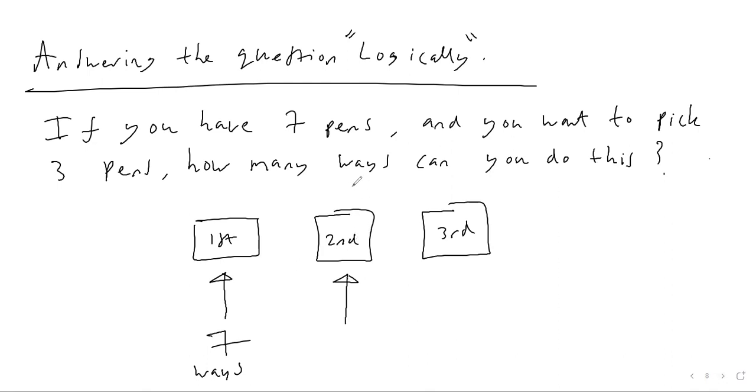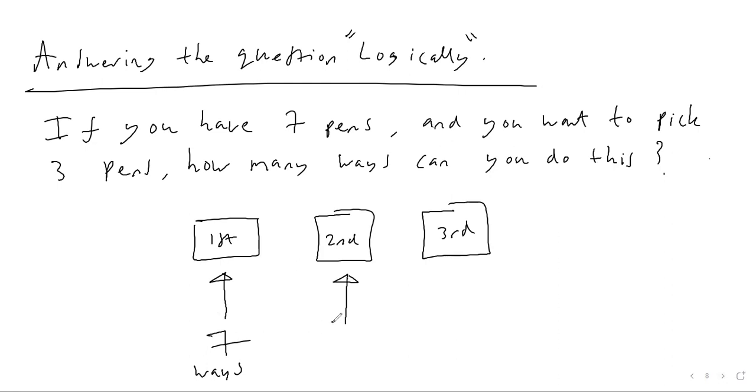So we've already picked 1 pen. So again, we've got our 7 pens. We're going to pick 3 because we want to pick 3 pens. We've already picked our first one. So there's 7 ways we can pick our first one because we've got 7 different colors. How about our second one? If you've already picked the first one, how many ways do we have to pick the second one?